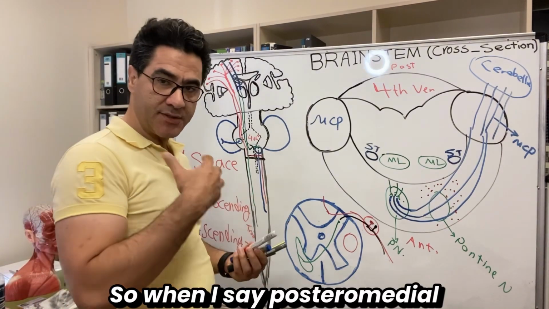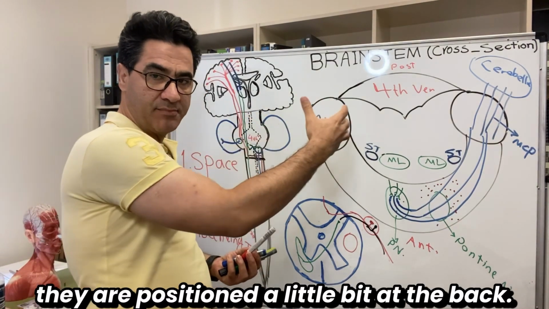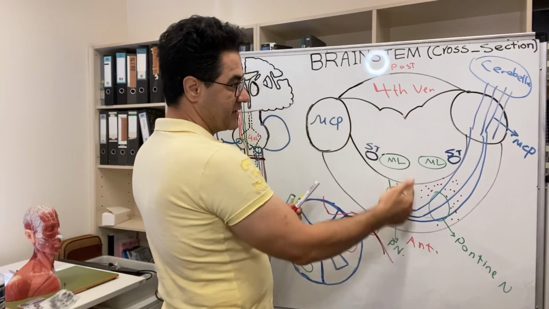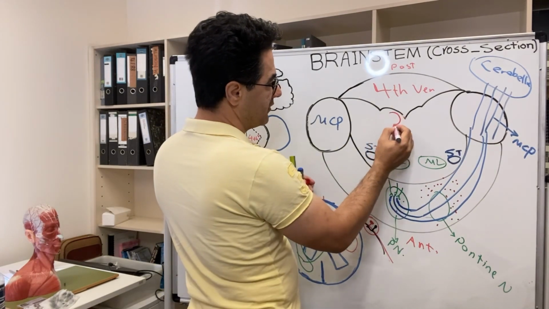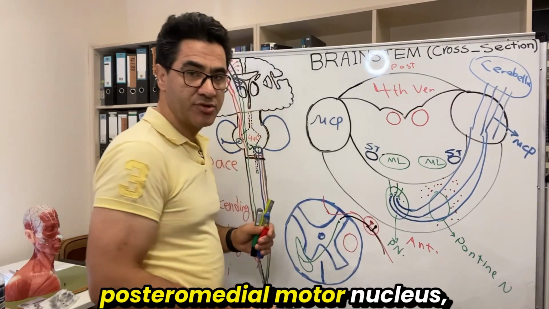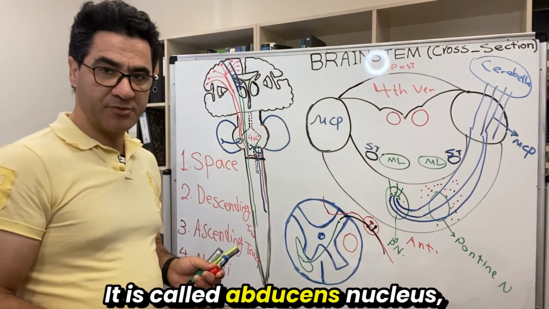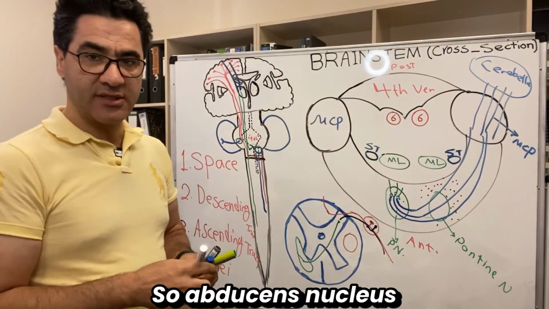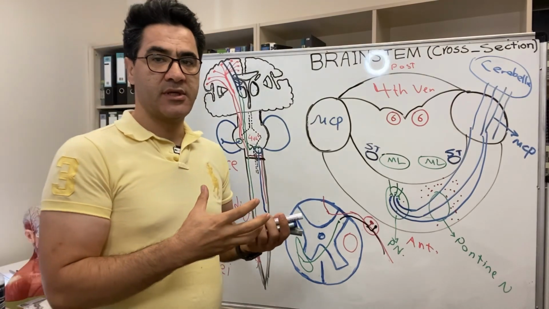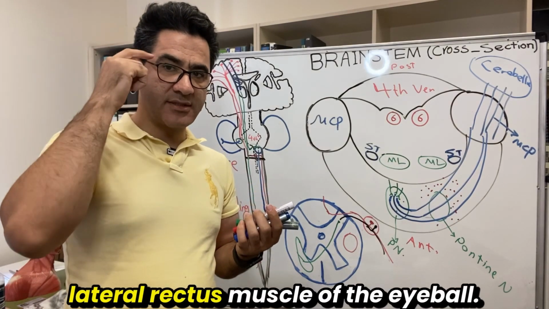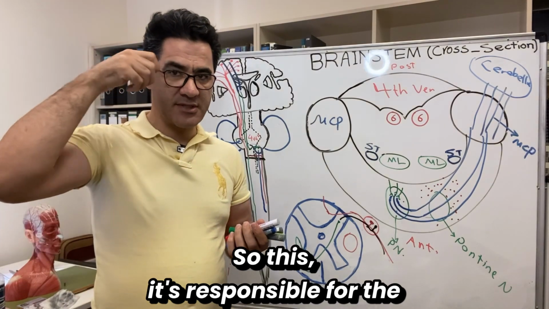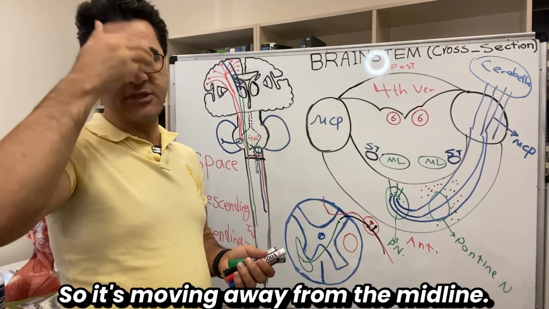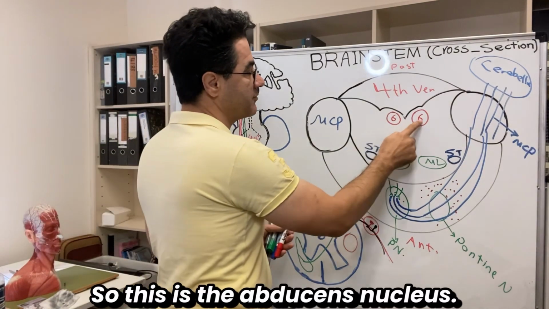So when I say posterior medial, they are positioned a little bit at the back. So they are just next to the fourth ventricle and slightly lateral to the midline. This is the midline. So here we have the posterior medial motor nucleus. It is called abducens nucleus, cranial nerve 6. So abducens nucleus contains some neurons. They are supplying the lateral rectus muscle of the eyeball. So it's responsible for the abduction of the eyeball. So it's moving away from the midline. So this is the abducens nucleus.